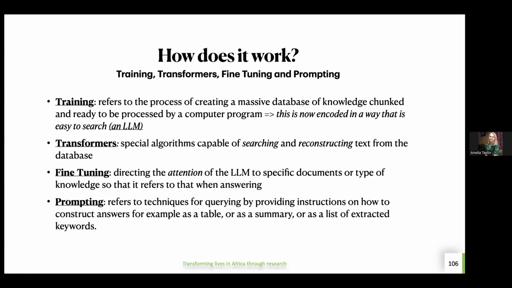So this prompting refers to techniques for querying, basically. So how to ask a question, what instruction you're giving to this large language model in order for it to construct an answer. So you can give instructions like create a table, do a summary, or all sorts of instructions. So that is what's called prompting.